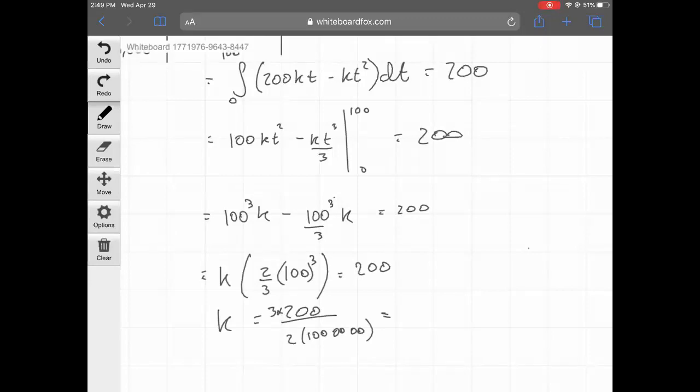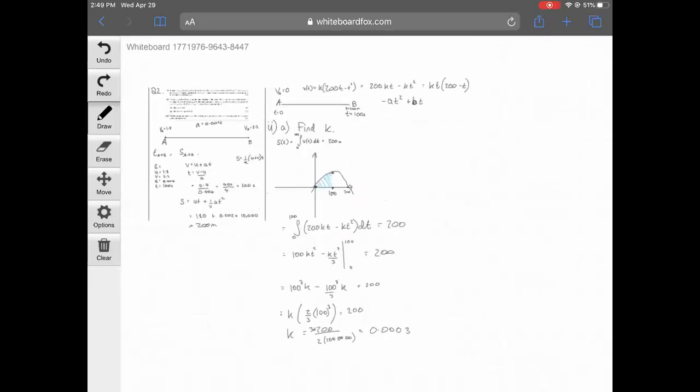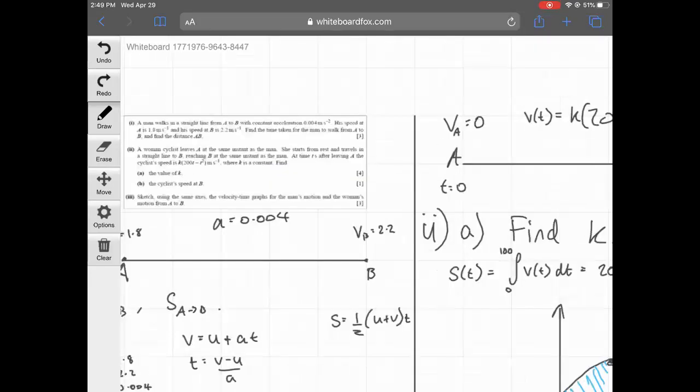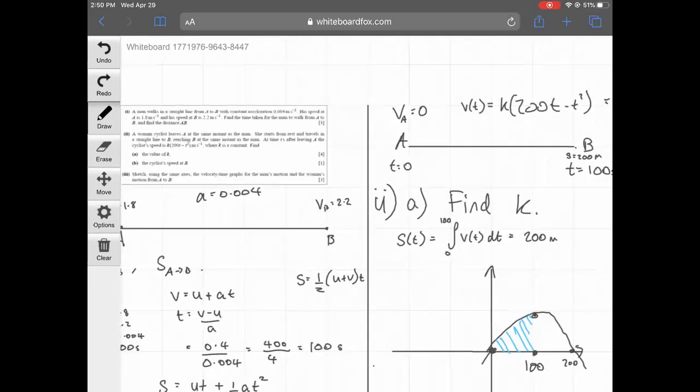Okay, so what did we get? 600 divided by, that's 2 million, isn't it? 2 million. 0.0003, which is 3 over 10,000. Okay. So we found k, and that was quite a lot of work to find k, but it was 4 marks. And then find the cyclist speed at B.